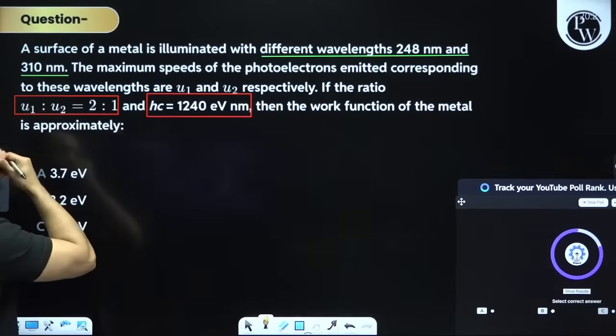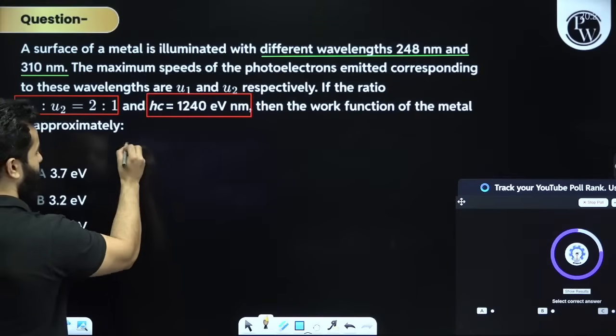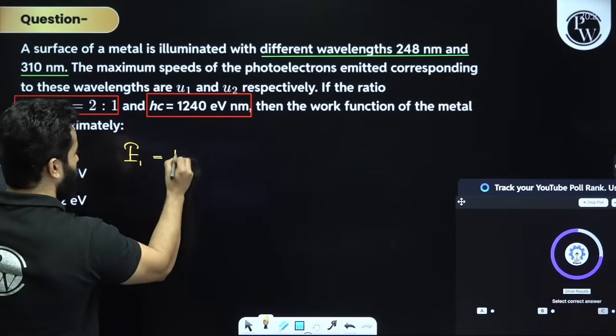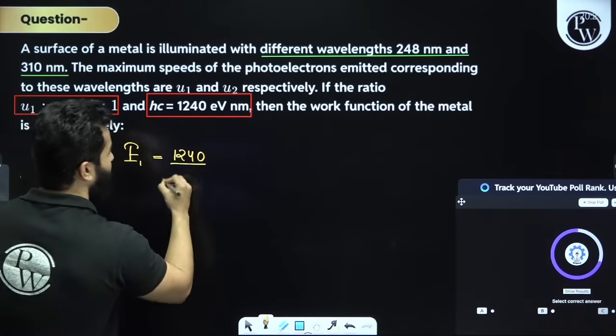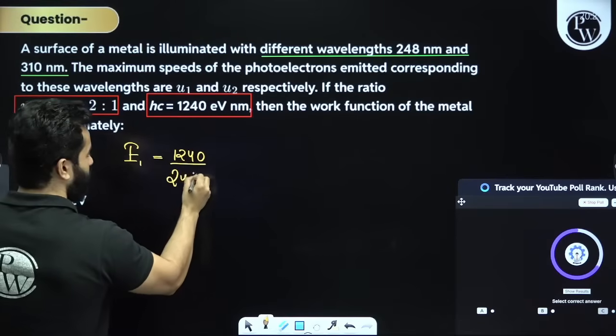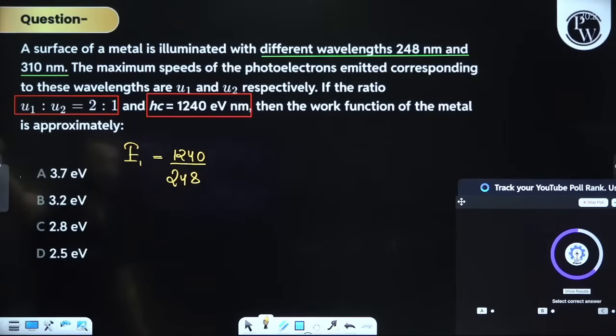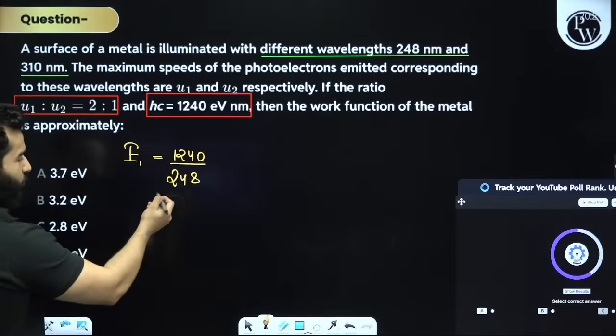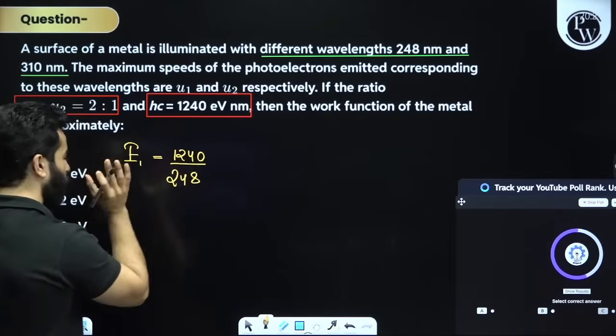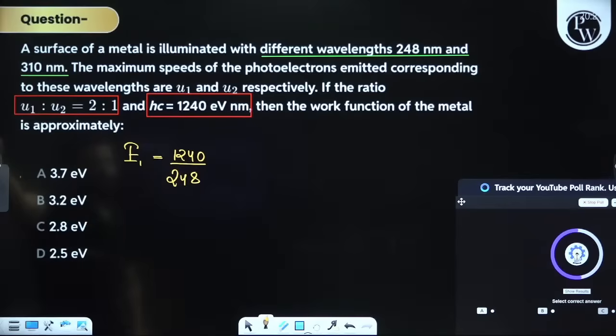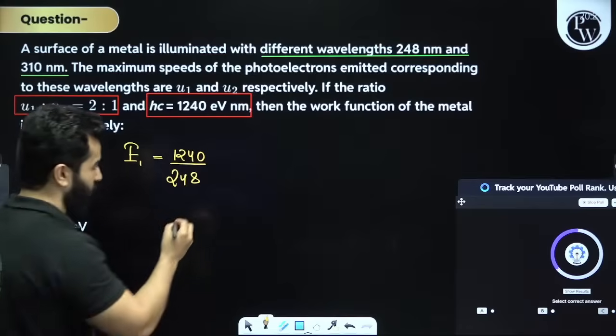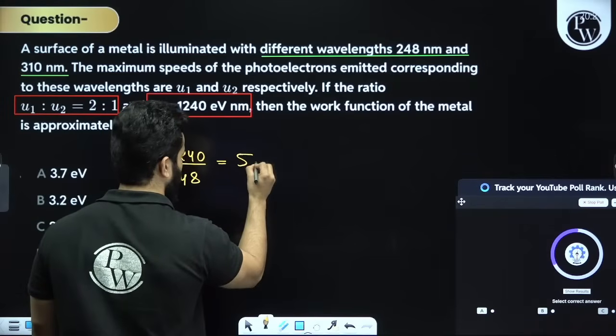First of all, let's write down E1. E1 is going to be 1240 divided by 248, right? So if I am going to multiply it by 5, will it work? Because 250 times 5 is 1250, right? So will this work? What do you say? Yes, 5. This is 5 electron volt.